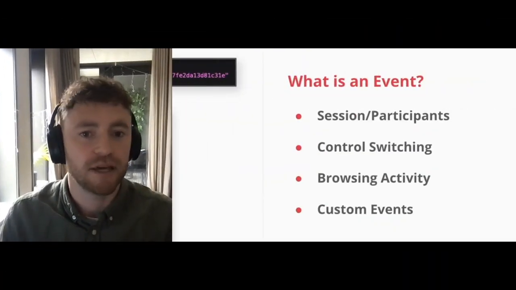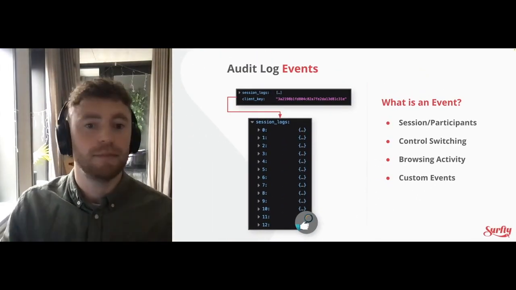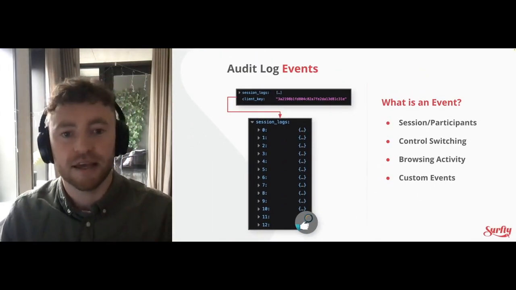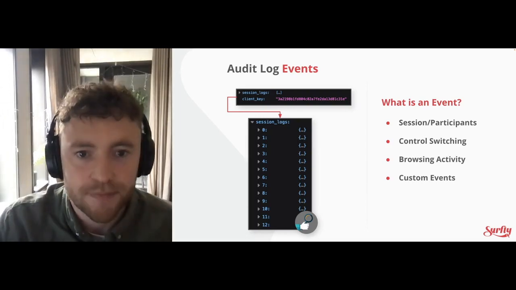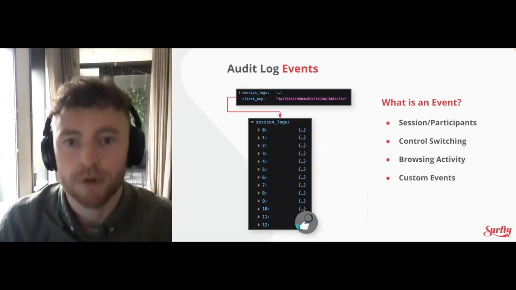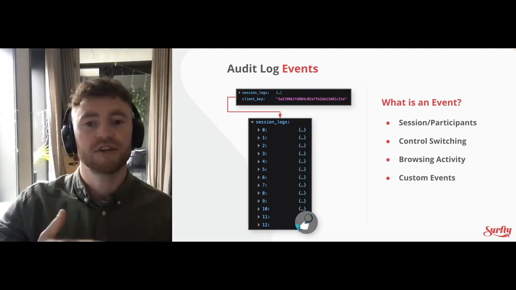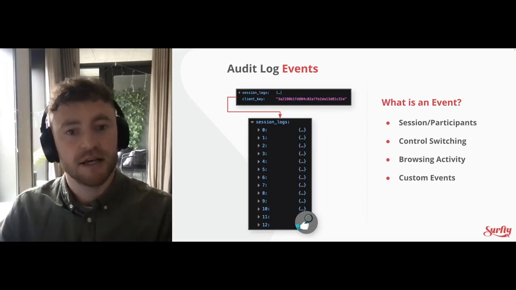So what do I mean by session event? Well, there's 4 main types of session events, and within them, we can get an idea of what's being recorded. So to begin with, we have session or participation events. These include things such as people joining the session, people leaving, invites being sent, session starting, session ending, etc. Then we have control switching. In a Surfly session, of course, one participant is always in control, and then any actions and subsequent events that you can see were taken by this person.